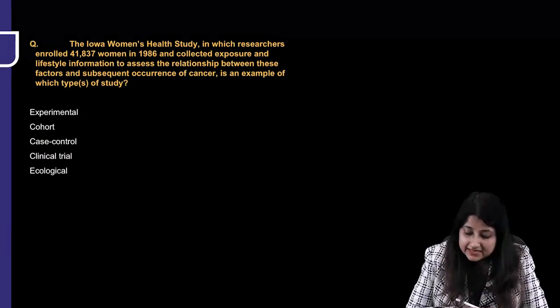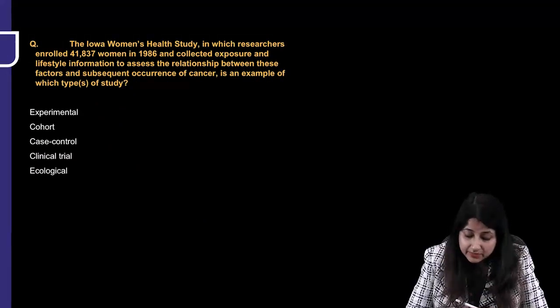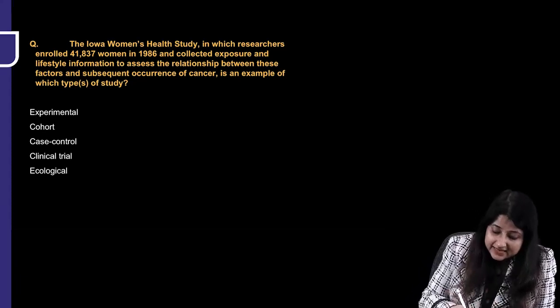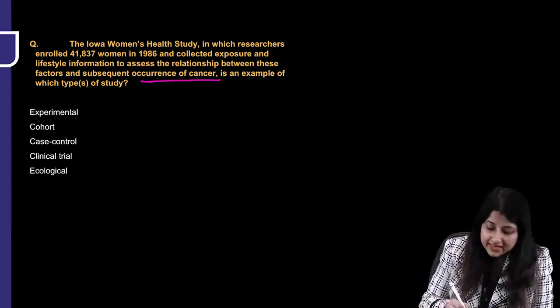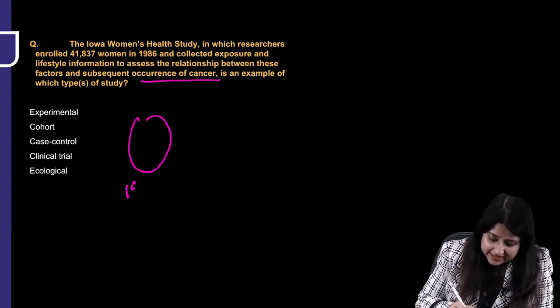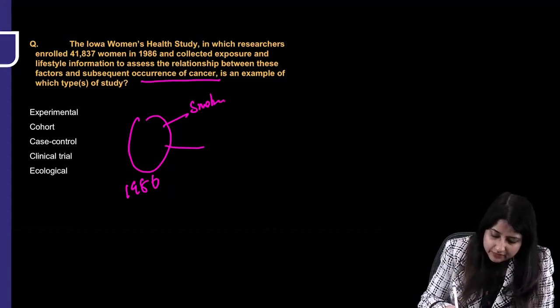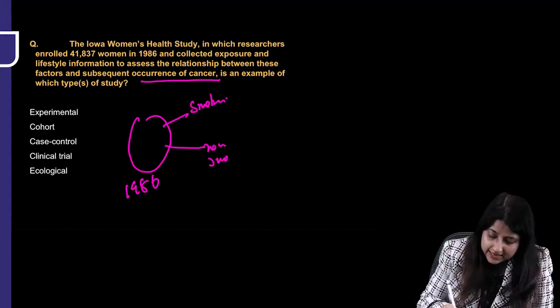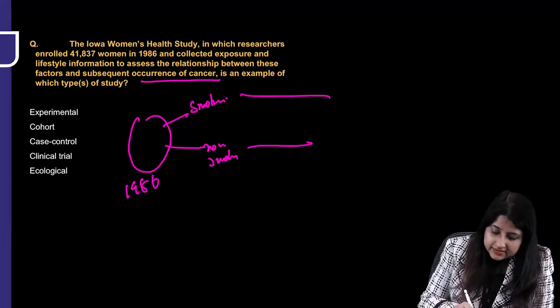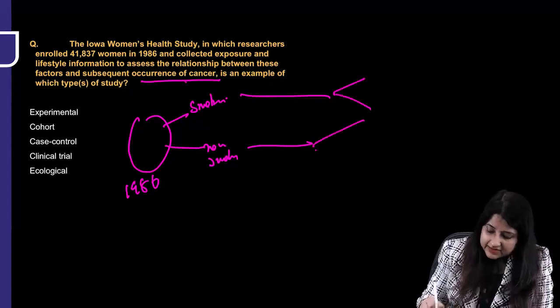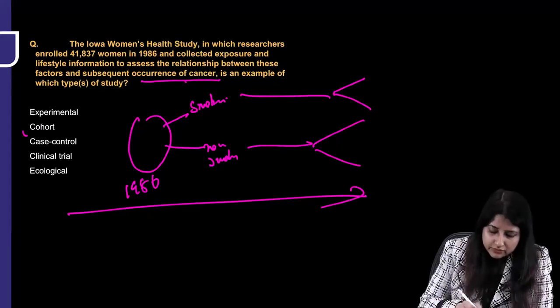The Iowa Women's Health Study, in which researchers enrolled so many women in 1986 and collected exposure and lifestyle information to assess relationship between these factors and subsequent occurrence of cancer. That means we have started in 1986. We have taken information on lifestyle. So let's say smokers. How many women were smokers? Non-smokers. And then we are studying the subsequent occurrence. That means we are going forward. So which one will you prefer?